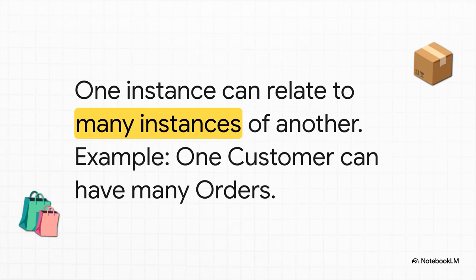One single customer can place many orders over time, right? But each of those individual orders belongs back to only that one customer. In the notation, the N just stands for many. So, one customer, many orders.